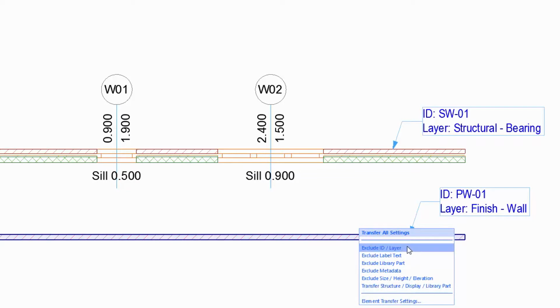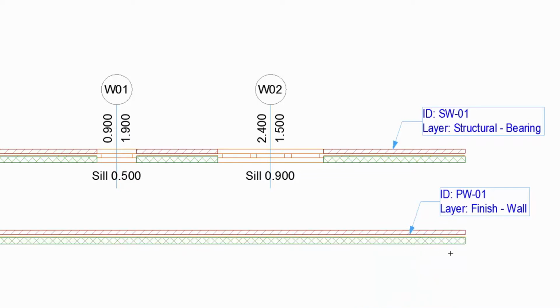Now select the Exclude ID layer set. By using this set, we can add all the properties of the structural wall except the layer and ID. Note, the set you choose here becomes the default transfer set for the next parameter transfer injection operation.